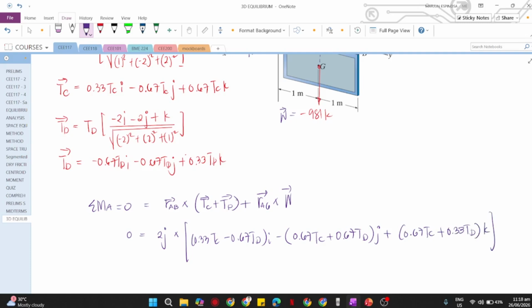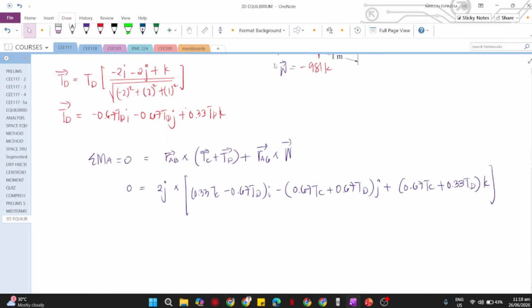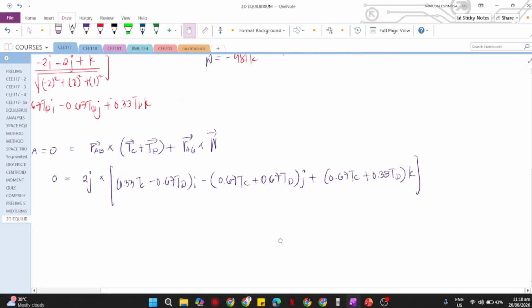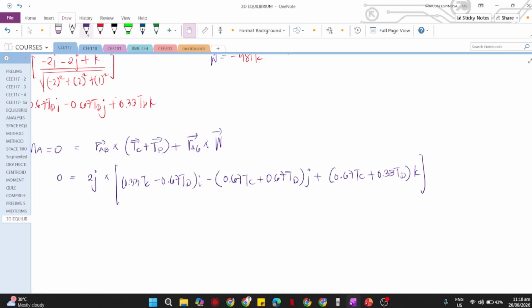Okay? And then, meron pa tayo ditong yung ating RA position vector from A to G, that is J lang. Okay, J lang yan. And then, that is to be cross product with our weight, which is in K, that is negative 981 K. Okay?